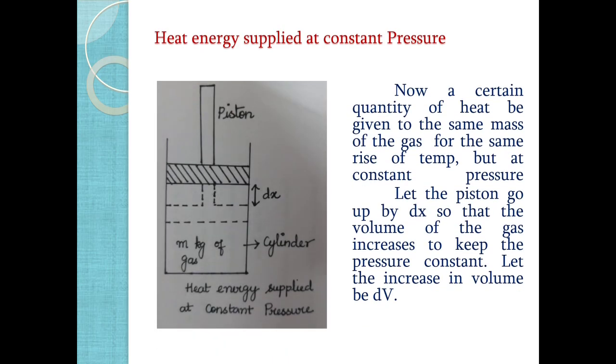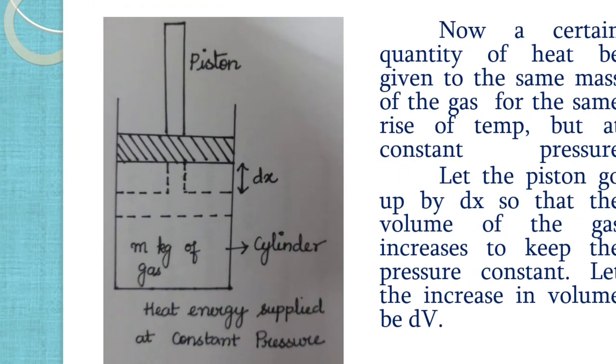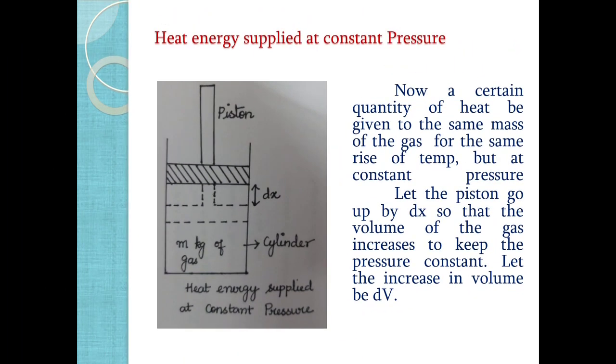Now we are providing the same quantity of heat to the same mass of the gas to raise the temperature by the same amount dT at constant pressure, that means the pressure of the gas should be maintained constant. To maintain the constant pressure, the piston is lifted up by a certain distance. So the volume changes. The change in the volume is noted as dV, and the distance through which the piston moved is noted as dx.